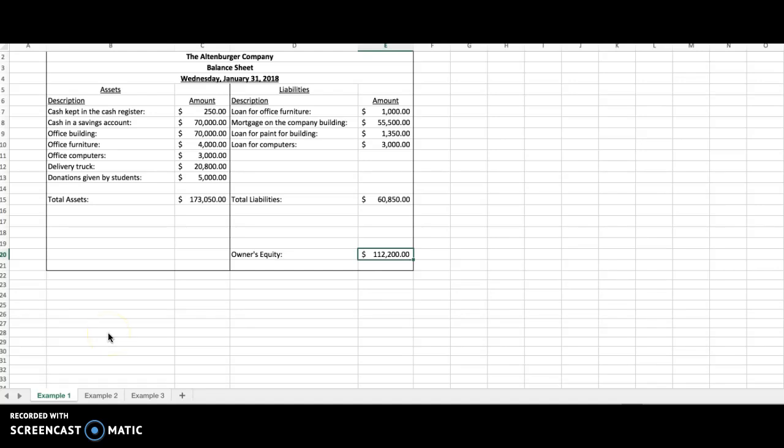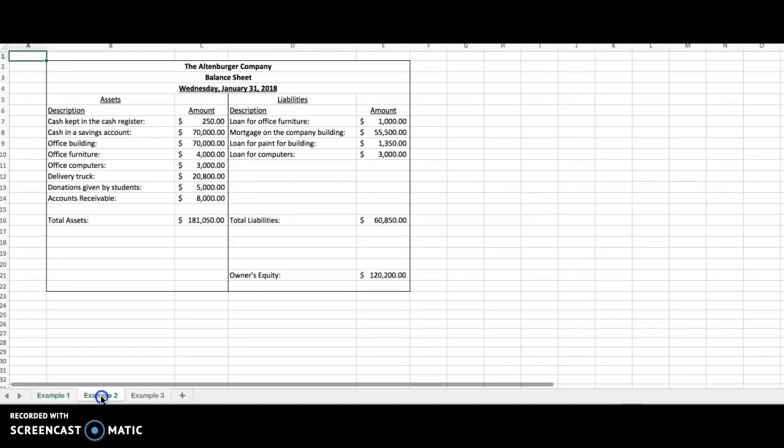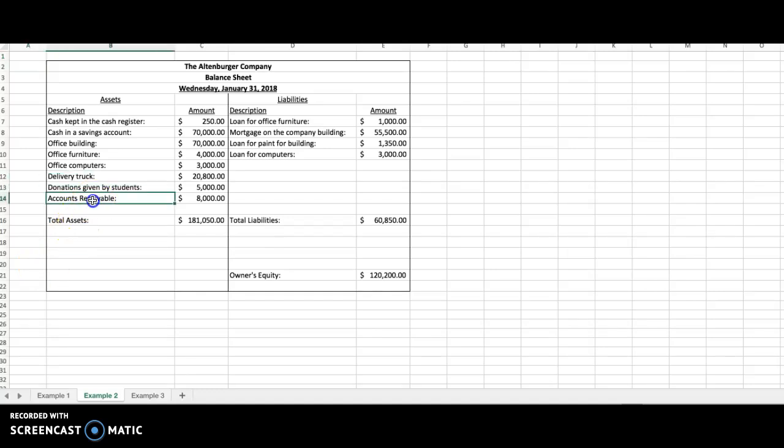Okay, now we're going to add a couple new things to this balance sheet. Let me click on a tab at the bottom. And if you look at this, this is the same balance sheet, but I've added something to it. If you look right here, this is something called accounts receivable. This is an asset. This is something that we own. Accounts receivable would be things or amounts of money that people owe to us. So customers of our business owe us $8,000.